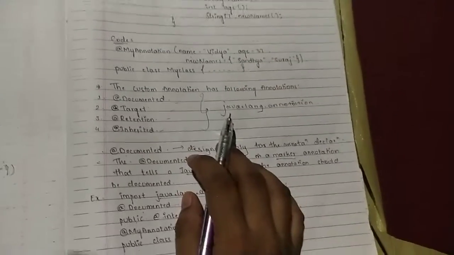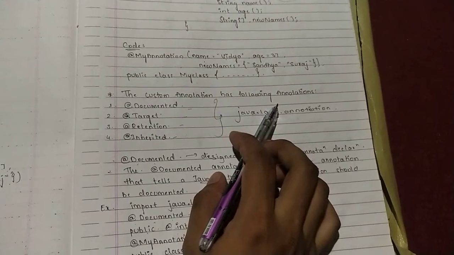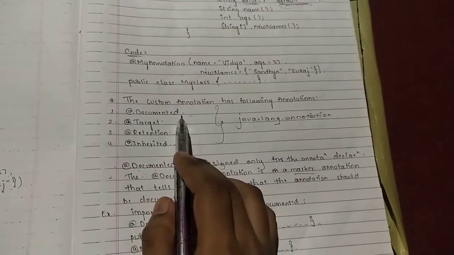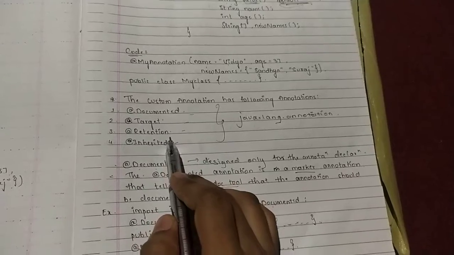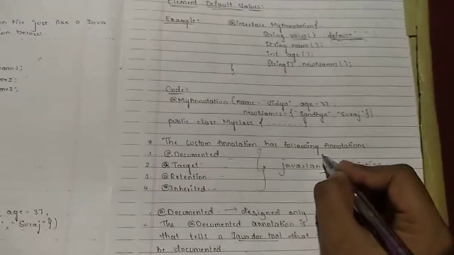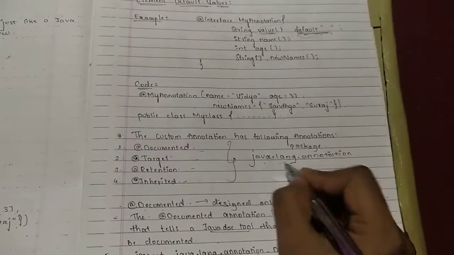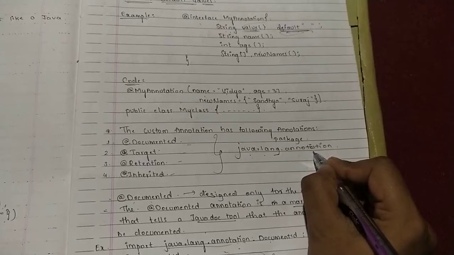In custom annotation there are the following annotations: Documented, Target, Retention and Inherited. These 4 are important and come from the package called java.lang.annotation.